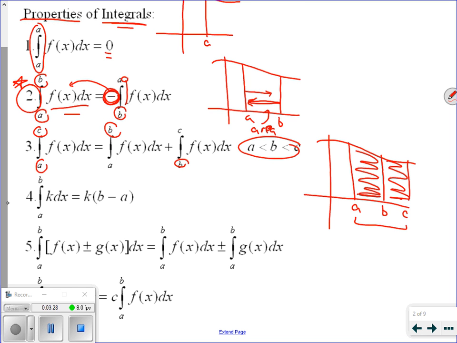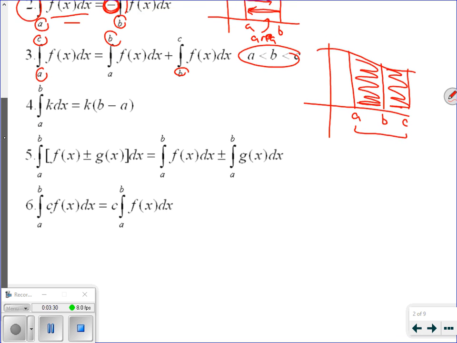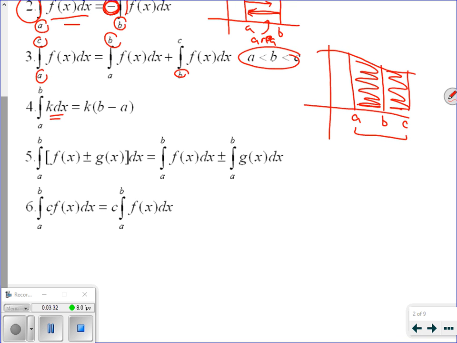We talked about number 4 yesterday too, and I like number 4. It says if you're taking the area underneath the curve of a constant, it's just K times (B minus A). What we mentioned yesterday is that K is the same thing as our height, and B minus A is the same thing as our length or our base.